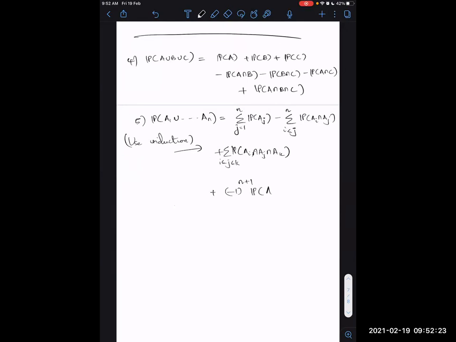And the final probability that you are going to add or subtract would be the intersection of A1 through AN. This is exactly the last term in the fourth example, plus the probability of A intersection B intersection C. So this would be the generalized formula for the union of n sets. We will see an easier proof of this without induction later in the course, but the simple way would be to just use induction. Since we have the base case as 3, you can show by induction that it works for some k and prove that it works for k plus 1. Okay, fine.